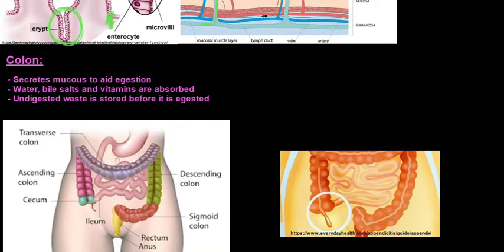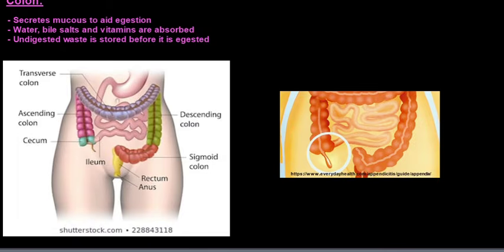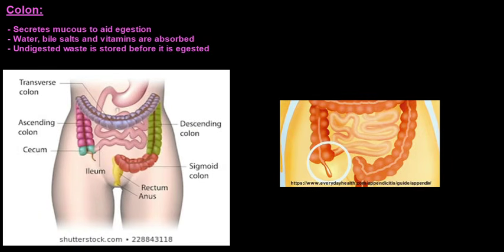Next, we'll move on to the colon. So the colon is also made up of 3 parts, and the first section is the cecum, over there in the light blue. The cecum attaches to the last part of the small intestine, which is the ileum, and they are separated by a sphincter muscle called the ileocecal sphincter.